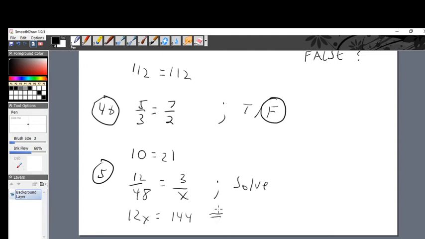Since I'm running out of room, I can divide by 12 on both sides because I'm looking for x. These two 12s cancel each other out. x equals 144 divided by 12. 144 divided by 12 is 12 itself. 12 squared is 144. This is a perfect square.